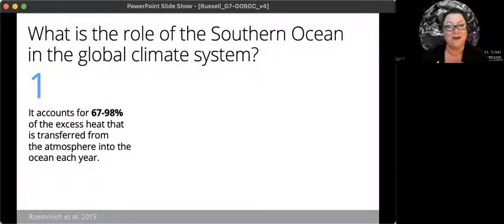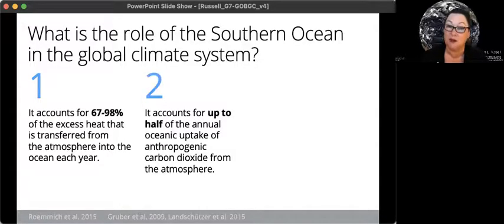So I focus on the Southern Ocean. I do other things, but I am a bit of a Southern Ocean junkie. It's true. So what is the role of the Southern Ocean in the global climate system? It accounts for 67 to 98% of the excess heat that's transferred from the atmosphere into the ocean each year. It accounts for up to half of the annual oceanic uptake of anthropogenic carbon dioxide, that's human-derived fossil fuel burning, from the atmosphere.